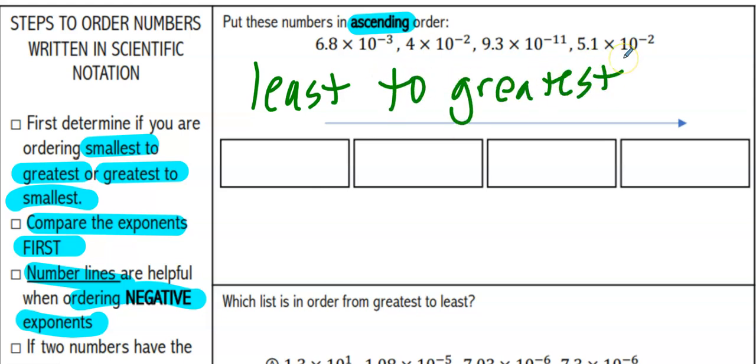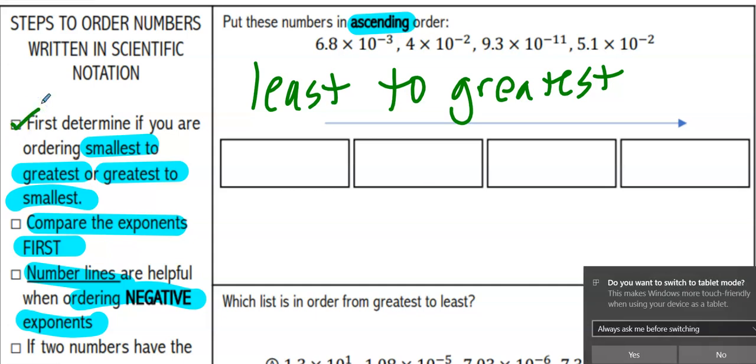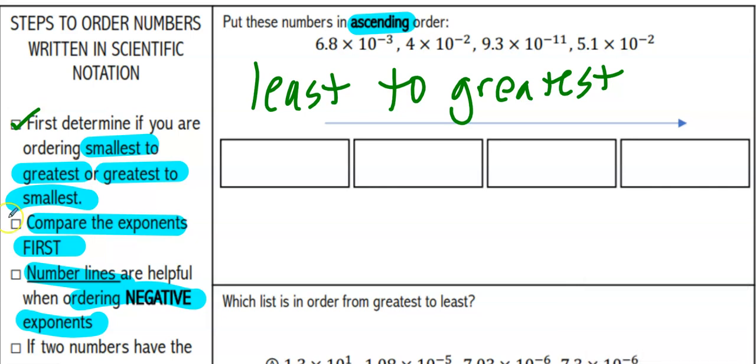Okay, least to greatest order. So again, I'm going to look first. We determine whether we're ordering smallest to greatest or greatest to smallest, and we determine it's least to greatest. So now I'm going to compare the exponents. So I've got negative 3, negative 2, negative 11, and negative 2.